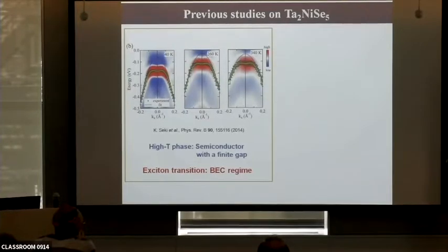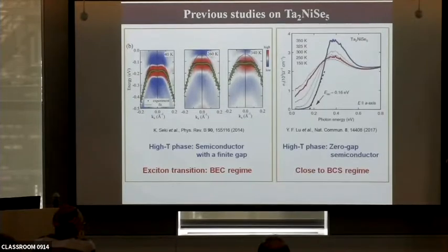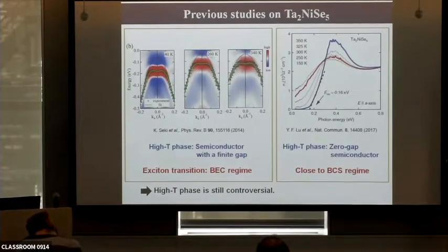However, their argument was questioned by another experiment. Recently, Lu et al. did an optical measurement on this sample, and they found that the optical gap is about 0.16 eV at 150 Kelvin. This optical gap is reduced further upon heating and eventually disappears at high temperature. Therefore, they argue that the high temperature phase is a zero-gap semiconductor, and the excitonic transition is close to the border of the BCS and the BEC region. So the high temperature phase is still controversial, and it is necessary to clarify this issue.